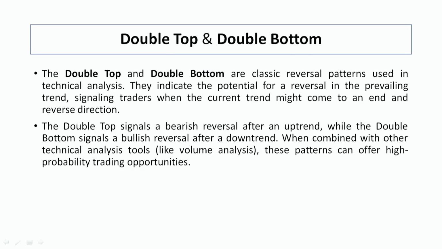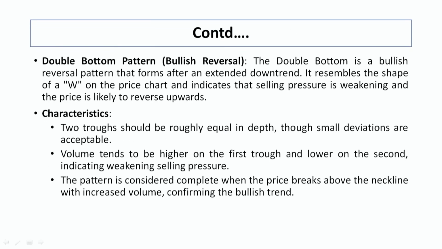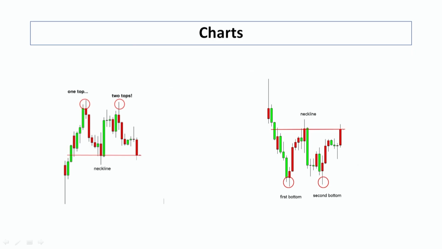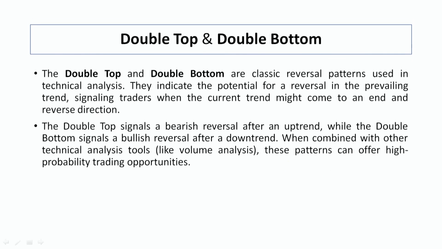Next is double top and double bottom. Double top and double bottom look like this pattern. These are the double tops, first top and second top. This is the inverse as well as the normal condition. Double top and double bottom are classic reversal patterns used to identify signals. They indicate potential for reversals in the prevailing trend, signaling traders when the current trend might come to an end and reverse direction.